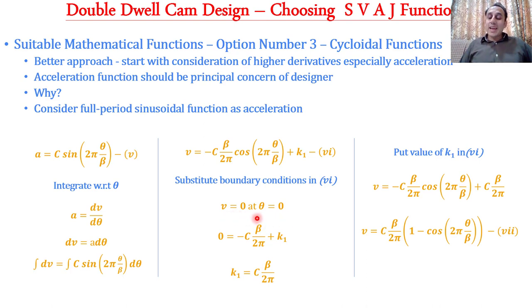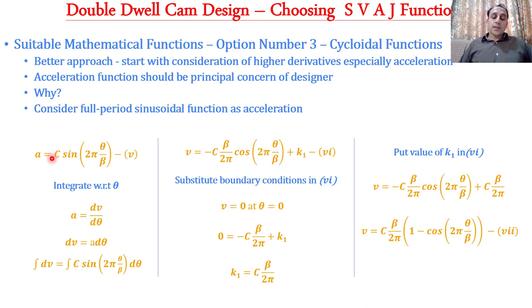So this is the condition: at theta equal to 0. This is not the absolute theta of the cam. This is the starting point of the rise function. So at the starting point of the rise function, the velocity should be 0. We will put that boundary condition in this equation number 6. When we do so, we will get the value of this k1. This is the value of the constant, and we will put that value here, and this is the velocity function.